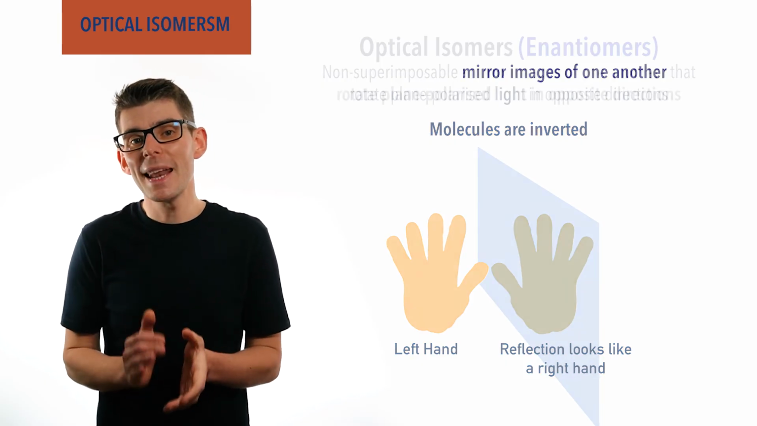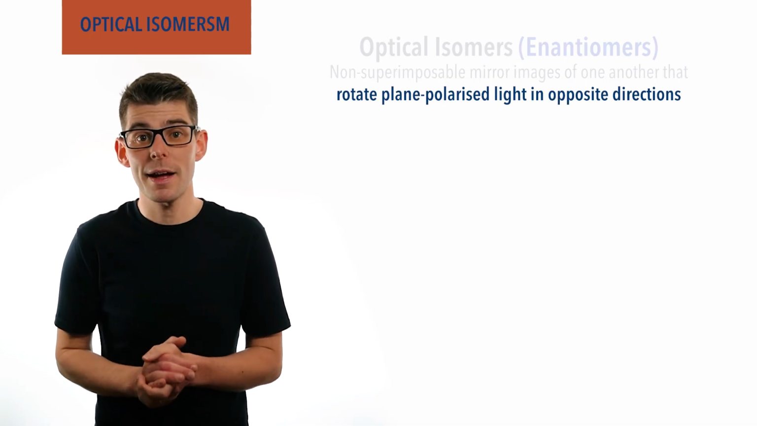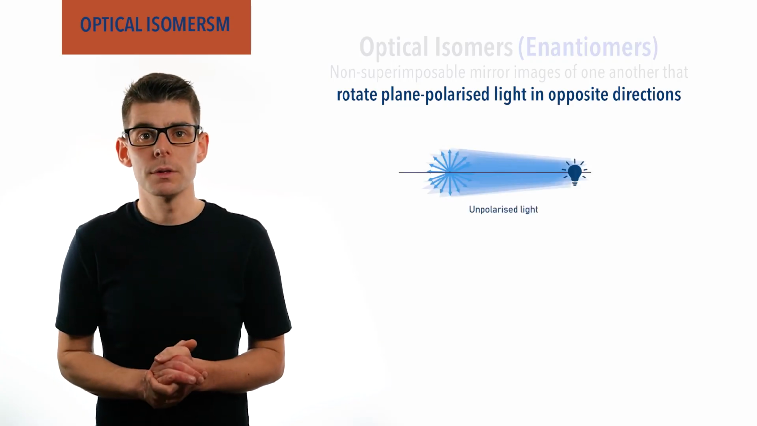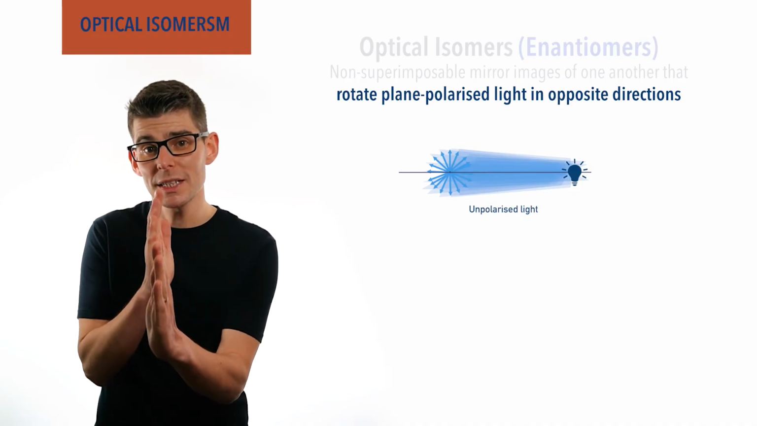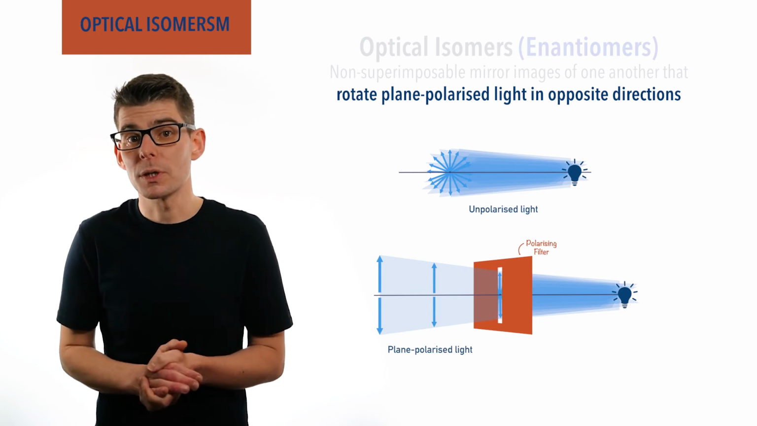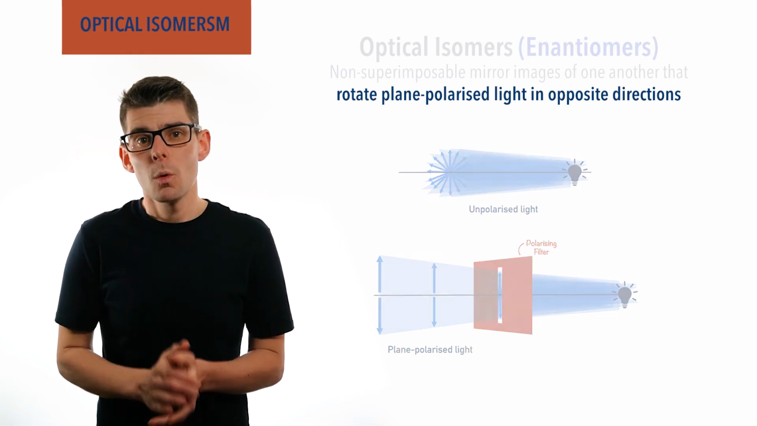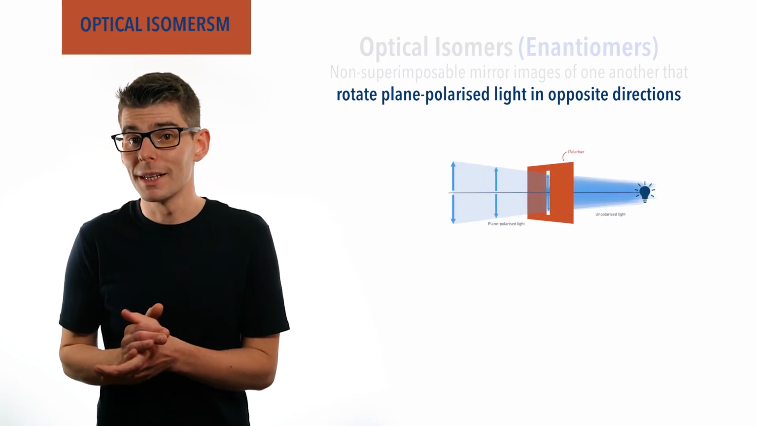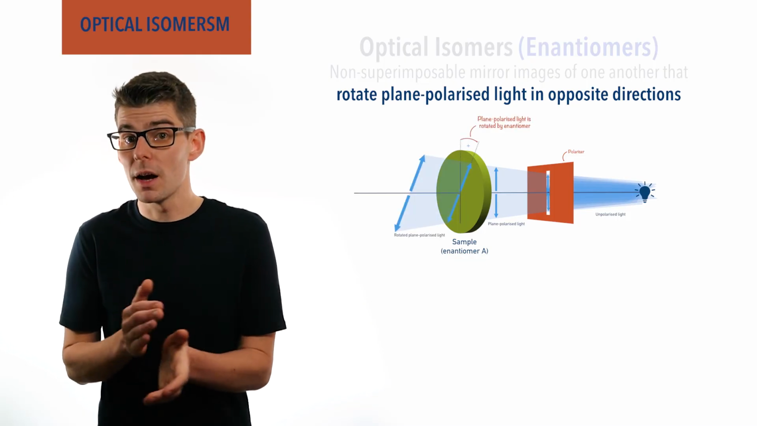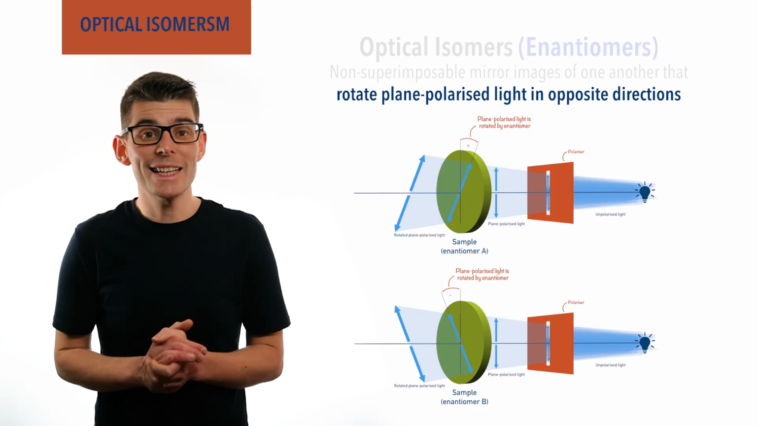Plane polarized light is light that's been filtered so it oscillates in just one direction. Imagine unpolarized light as waves moving in all directions, while plane polarized light is like a sheet of light waves moving in only one plane. Enantiomers, or optical isomers, rotate plane polarized light in opposite directions. When plane polarized light passes through one enantiomer, the light's direction of oscillation is rotated one way. Through the other enantiomer, it rotates the opposite way, often shown as positive and negative.